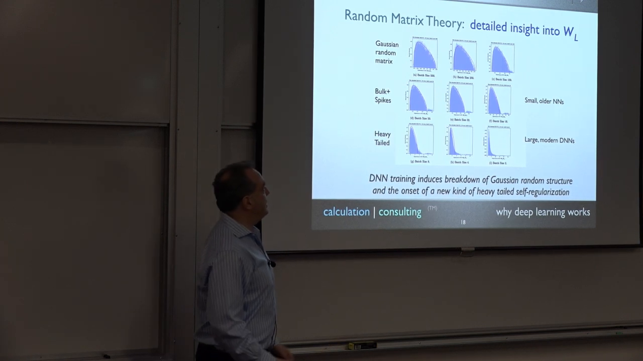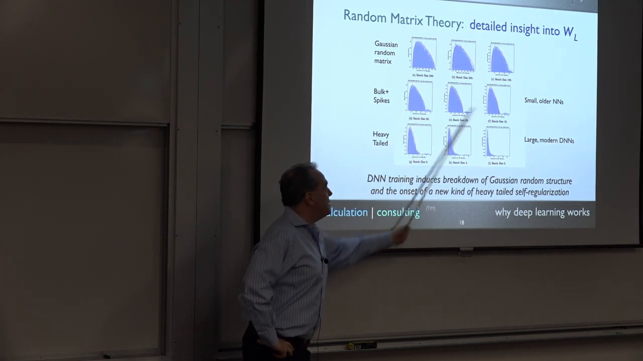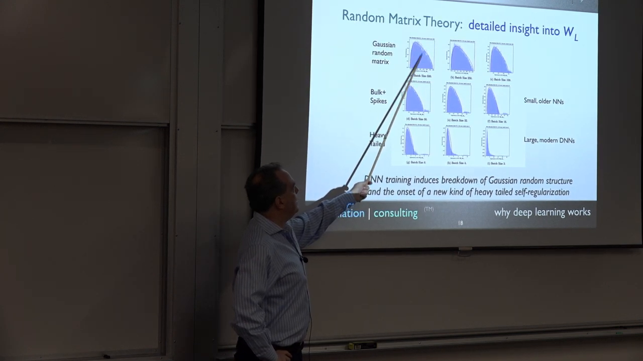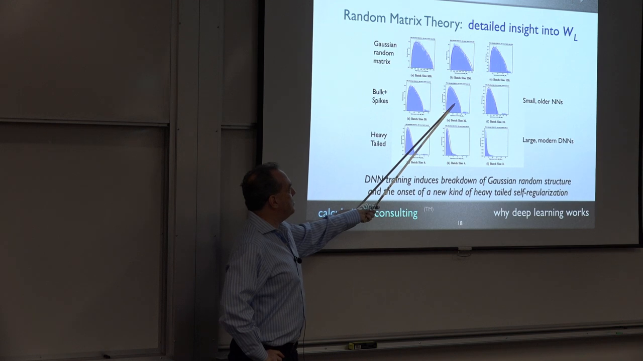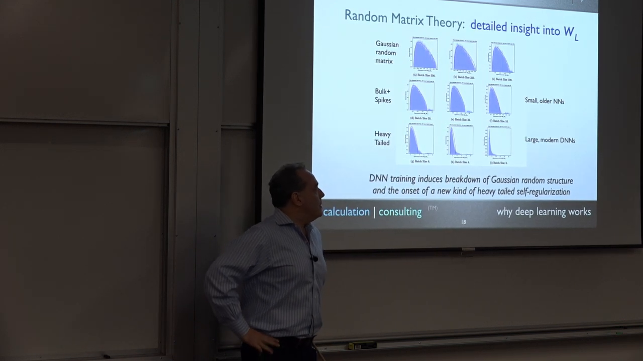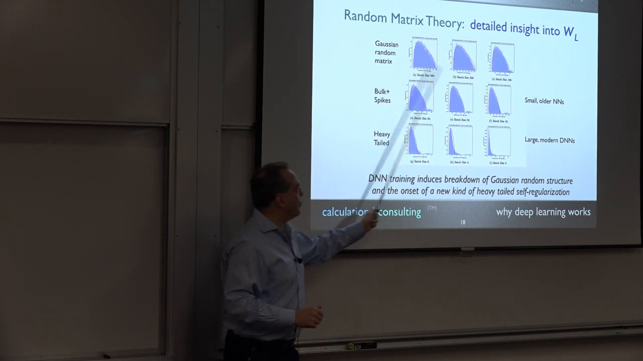And when you systematically decrease the batch size on the same model, you see that the system goes through a series of changes and moves from something like a Gaussian random matrix to a series of bulk plus spikes to completely heavy-tailed. So we can actually induce all of these changes and go through all the different universality classes.